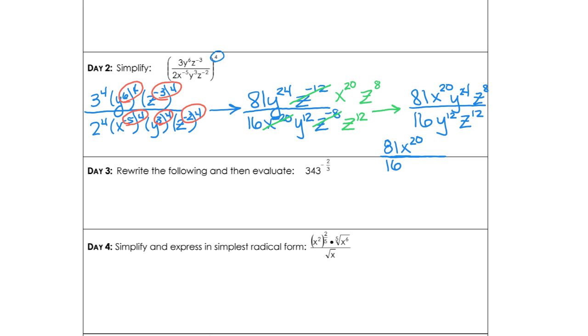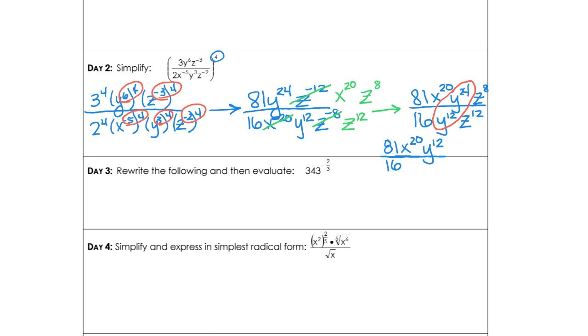But then I have these y's. If you think about the difference between 24 and 12, subtract them, there's 12. But where would y to the 12th be? Think about where there are more y's right now. There are more y's on the top, so the difference, y to the 12th, will be left on top. So we'll say y to the 12th.